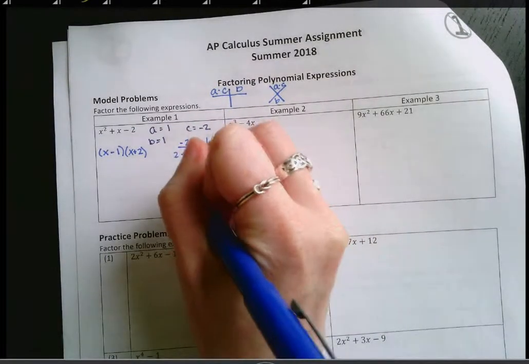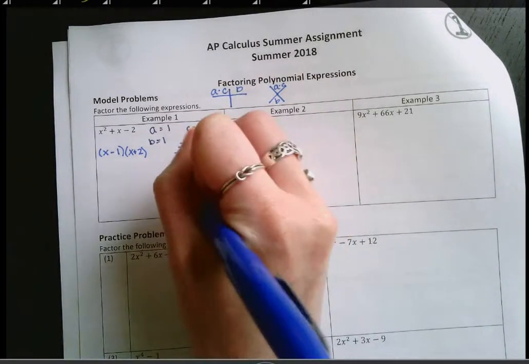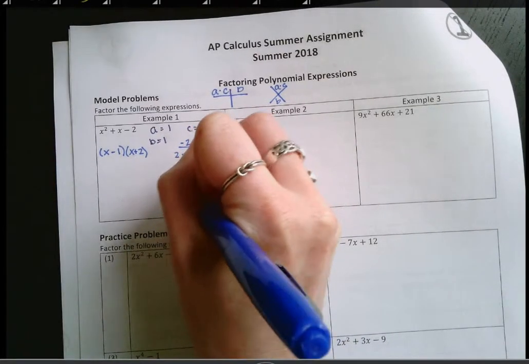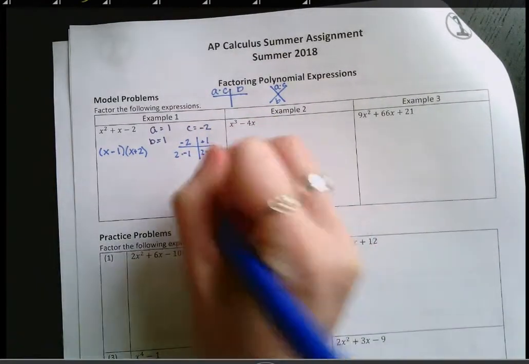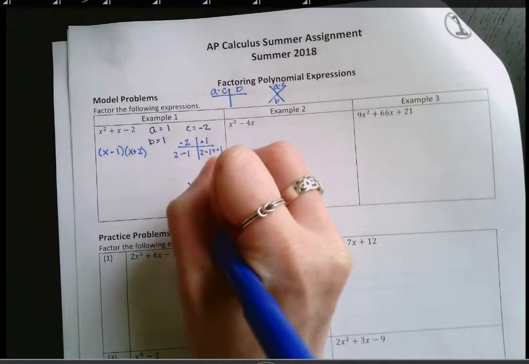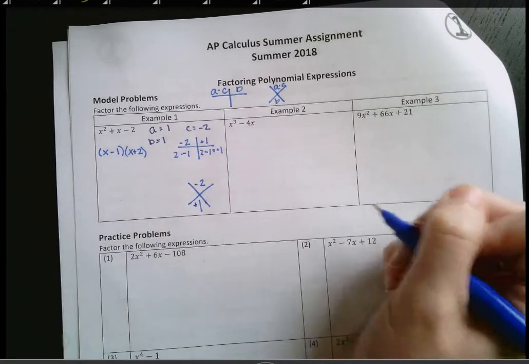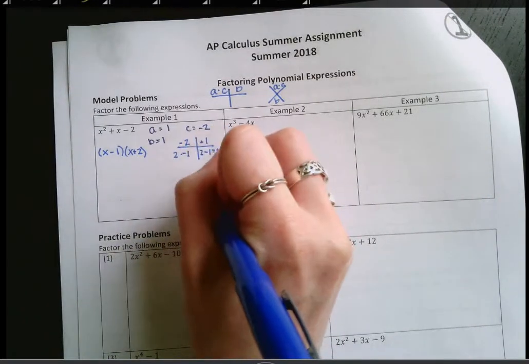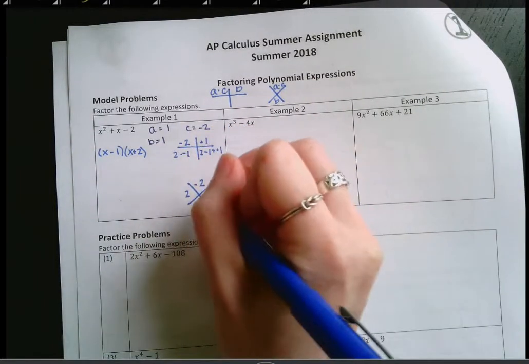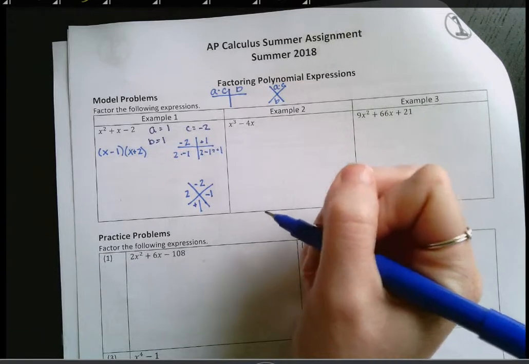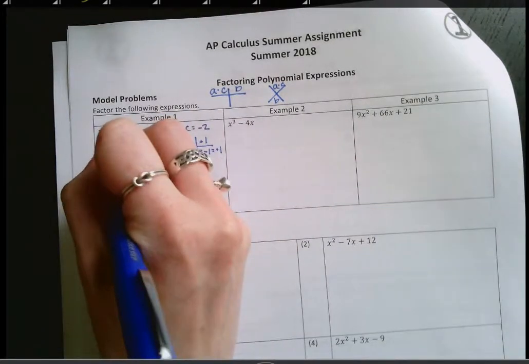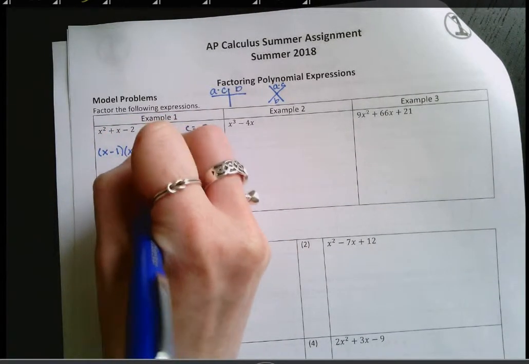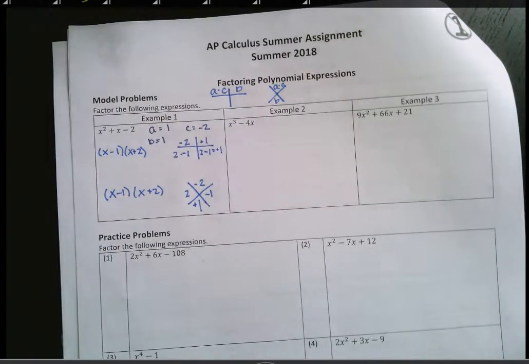If you were using your Xbox method here instead, you would just set this up like this. You would say, okay, well, what multiplies to negative 2 but adds to a positive 1? And then you would say, okay, our two possible numbers, 2 and 1 go here. Well, I need to reduce that by 1, so that one's going to be the negative. Get to the same thing, an x minus 1 times an x plus 2.